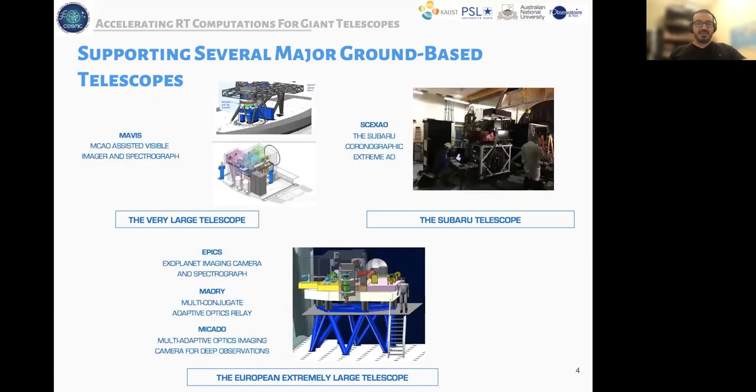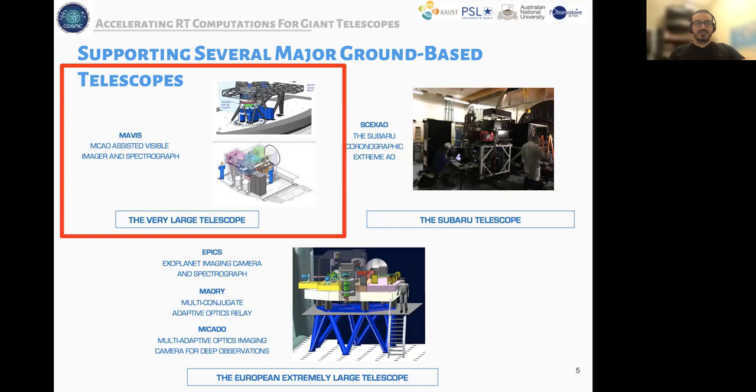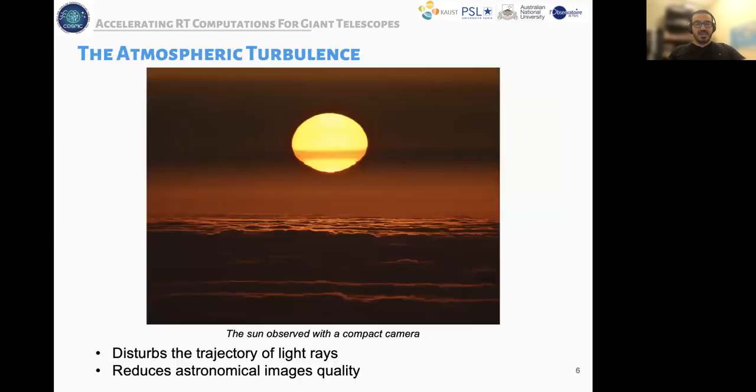So those ground-based telescopes basically host instruments, and those instruments are in charge of deciphering the light coming from remote stars. With that light, they are able to identify what constitutes the atmosphere of those remote galaxies and stars. In this talk, we'll be looking at the MAVIS instrument, and we'll be discussing how we are able to accelerate the real-time process of the simulation in this instrument.